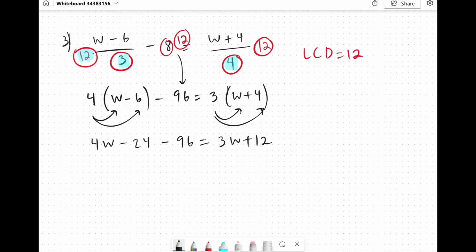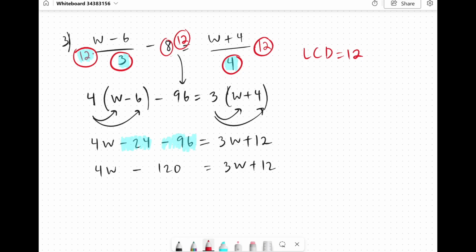Next step is collect like terms that are on the same side. I have negative 24 and negative 96, 2 negatives. You're gonna add and keep the sign. 4W minus 120 equals 3W plus 12.